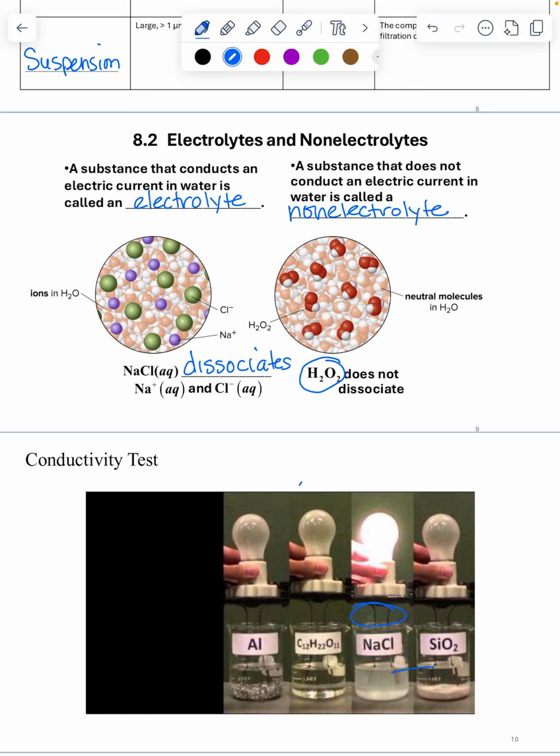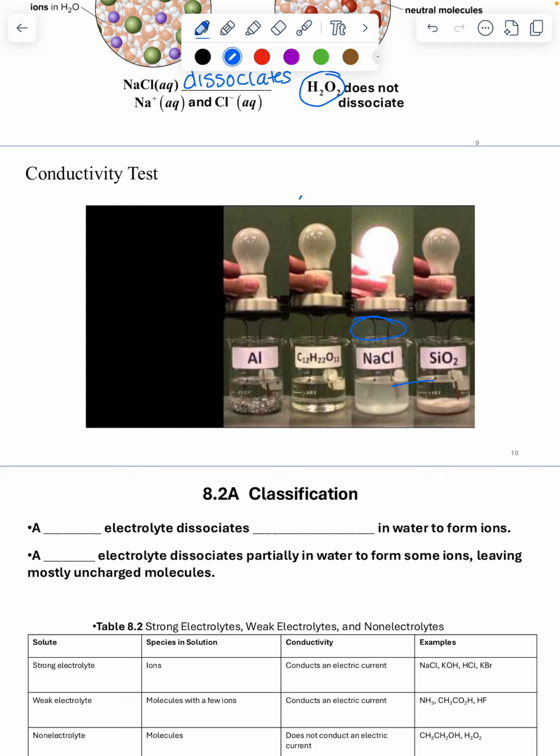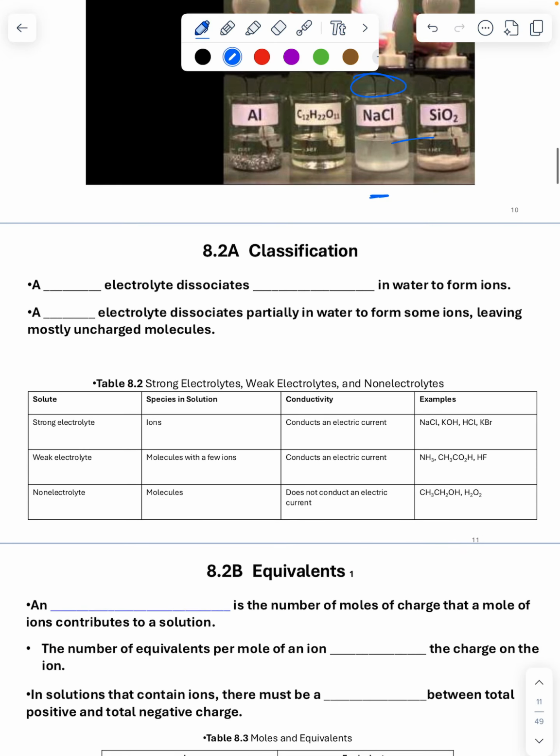This next slide is again a video that will not work on my iPad, but it is a very common test that is done in lab to determine whether a solution is an electrolytic solution or not. And so it's just interesting to see which of these solutions will actually make the light bulb light up. And you can see in this picture that it was only the ionic compound sodium chloride that was able to light the bulb. And so if you get a chance, go to your computer and watch this little video. It's informative for sure.